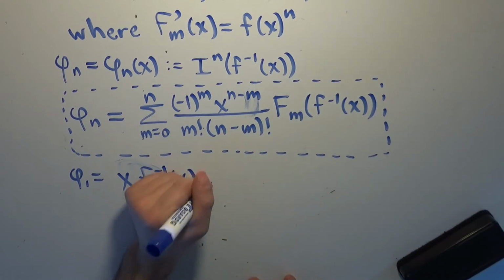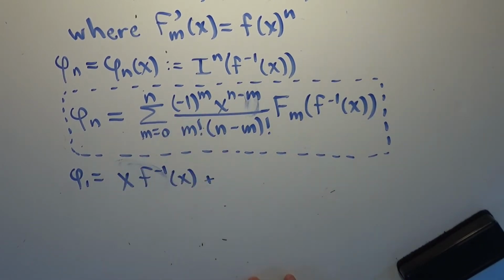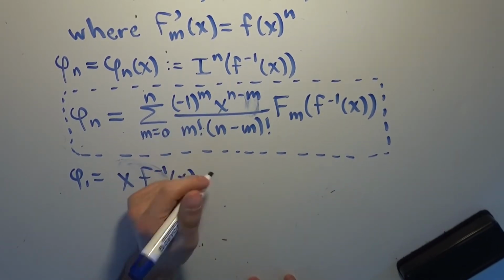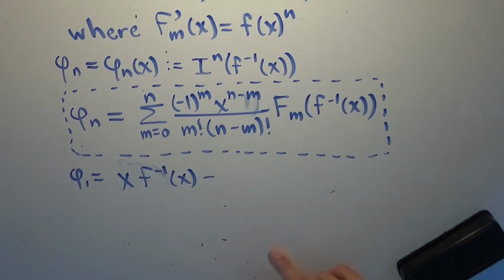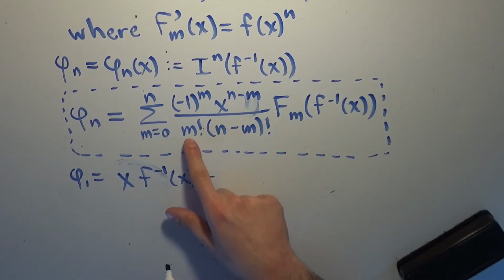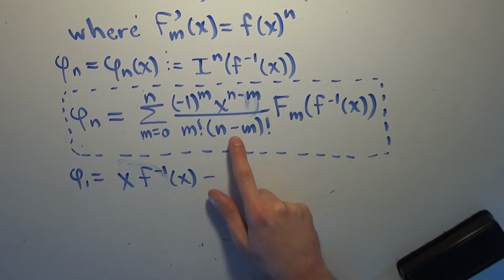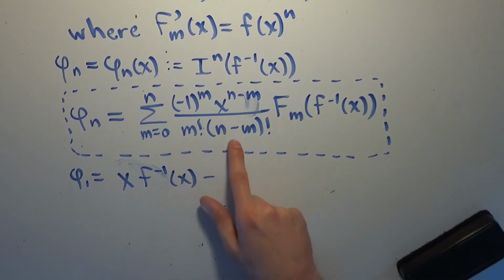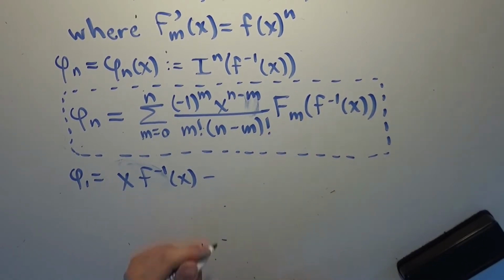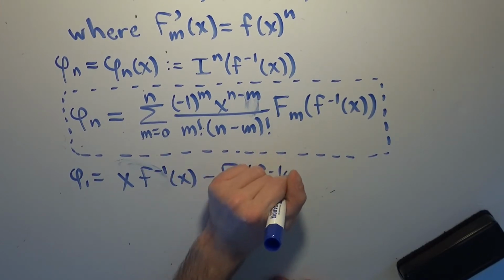And then we add negative 1 to the power of 1, which is negative 1, so we're going to get a negative symbol out the front. And then we're going to get x to the 1 minus 1, which is x to the 0, and that's again 1. We're going to get 1 factorial and 1 minus 1 factorial, so that's 1 factorial times 0 factorial, which is again all 1, and we're just going to get F sub 1 of f inverse of x.